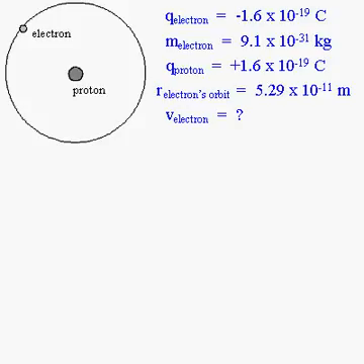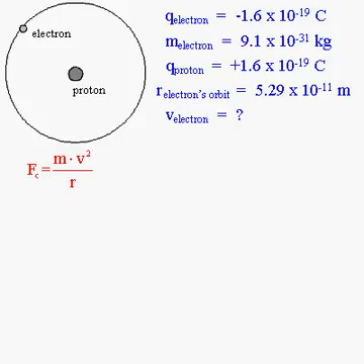Well, the first thing we have to realize here is that the electron is traveling in a circle, and therefore it must experience a centripetal force. And that centripetal force is mv squared over r. What supplies the centripetal force? The electrostatic attraction between the electron and the proton provides that centripetal force.